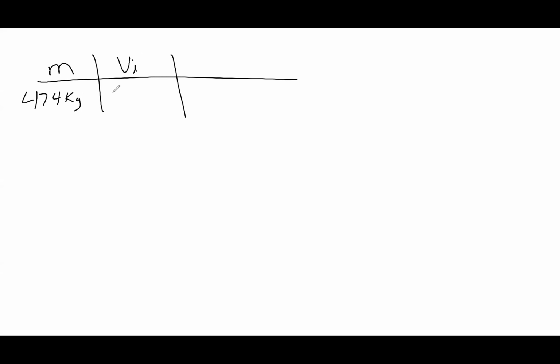Suppose the probe, which has a mass of, so let's go ahead and identify what's given in the problem. First we have our mass, 474 kilograms. It's traveling at an initial speed, so this is V initial, 275 meters per second.